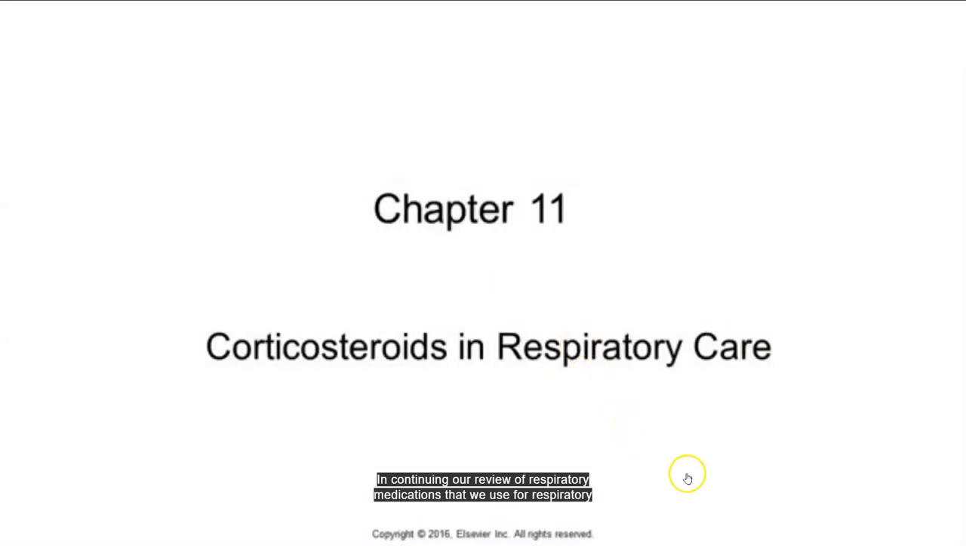During our review of respiratory medications that we use for respiratory conditions, we will be focusing on corticosteroids that are used for both COPD and asthma, and non-steroidals that are primarily used in asthma management. Let's look at the role of corticosteroids in respiratory care.